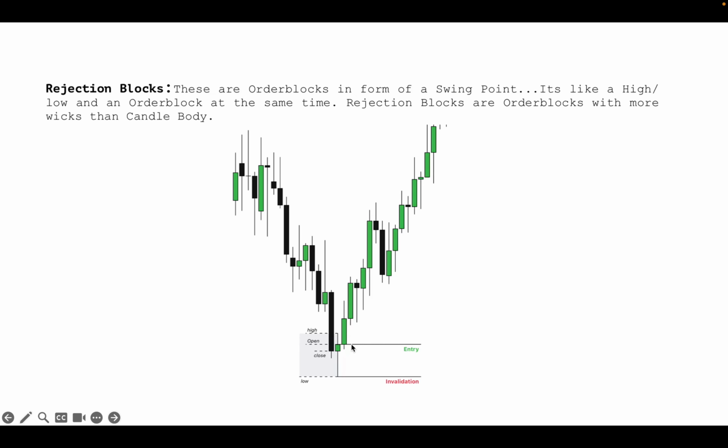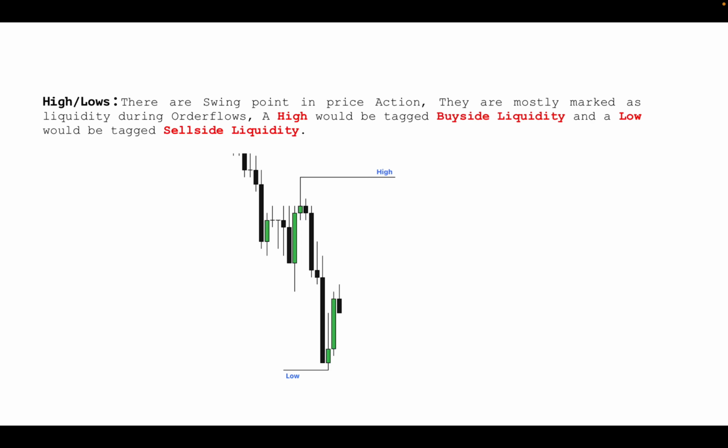So in this kind of candle, your entry is usually the open of the candle, then your invalidation is the low. Unlike other blocks where your entry will be the open and your invalidation will be the close, on rejection blocks your entry will be the open of the candle, then your invalidation will be the low of the candle. And you can use the 50% after marking, just like other blocks. You can mark from the high to the low and use the 50% as mean threshold for more precision in your entries.